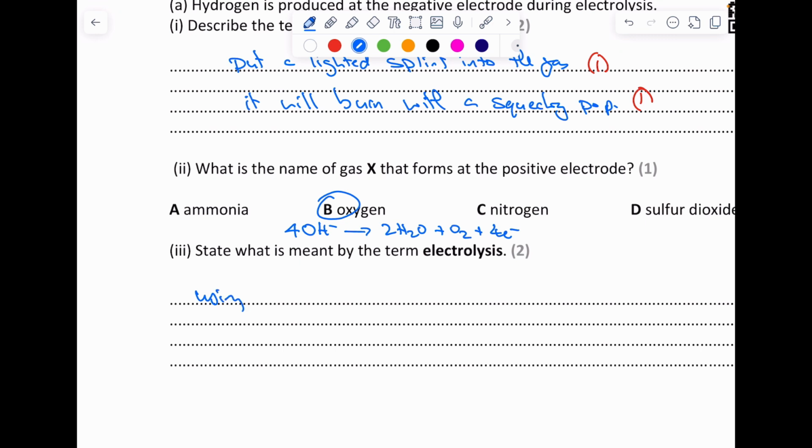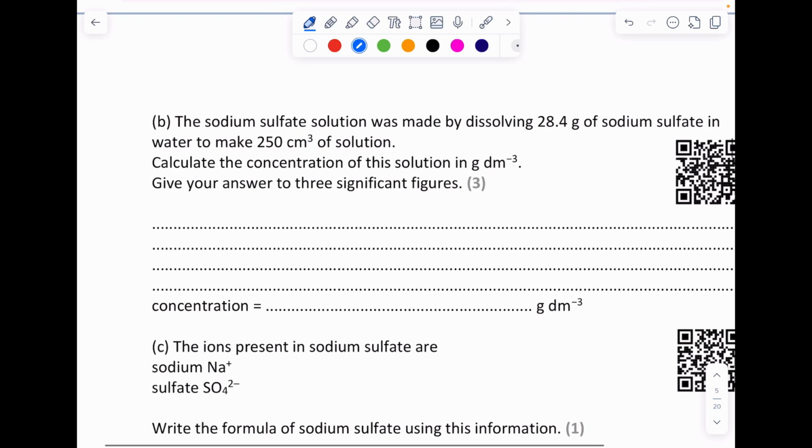What's meant by the term electrolysis? Electrolysis is using, make sure we say DC, current to break down an ionic compound into simpler substances. Okay, 1 mark for each of the 2 lines that you've got there.